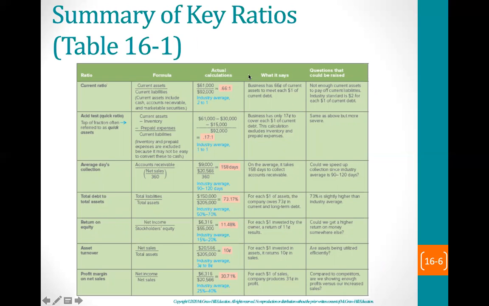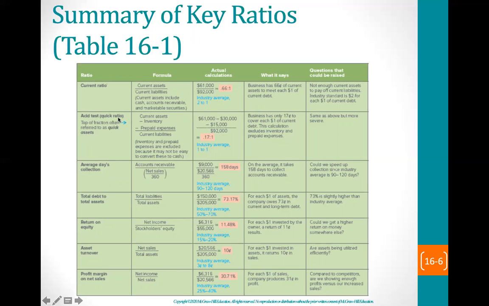The current ratio is current assets divided by current liabilities. So you'll see the actual calculation here, what it means, and how questions can be raised. So current ratio, for the example, 61,000 divided by 92. The current ratio is 0.66. That means a business has 66 cents of current assets to cover current debt. That's not a good ratio. You want to have enough current assets on hand to pay off your current debt if you need to. Thus, the industry average is 2-to-1.